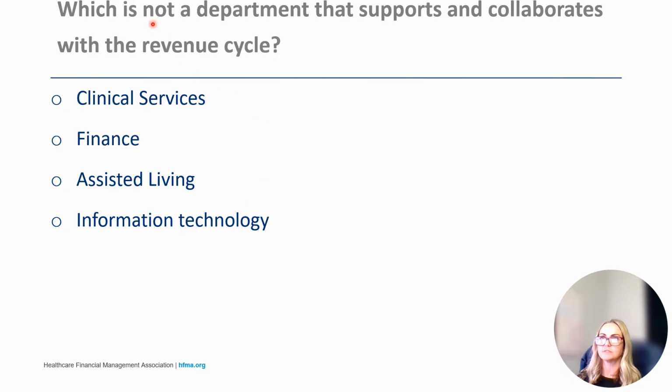Okay, so which is not a department that supports and collaborates with the revenue cycle? And when we look at these 3 or 4 different options, assisted living is the correct answer, because again, assisted living is a non-acute care residential facility. So it is a provider that would be a part of that continuum of care, but it's not a department that the revenue cycle collaborates with and supports.